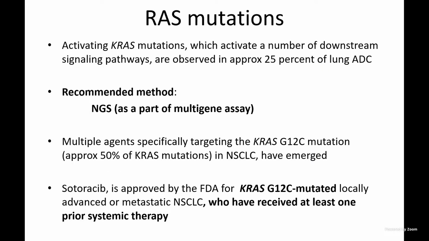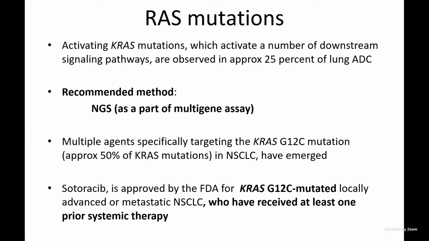Lastly, the RAS mutations, the activating KRAS mutation, which activate a number of downstream signaling pathways, are actually observed in approximately 25% of lung adenocarcinoma. The recommended method again is NGS as a part of a multi-gene assay. Multiple agents specifically targeting the KRAS G12C mutation, which comprises 50% of the KRAS mutations in NSCLC, have emerged.